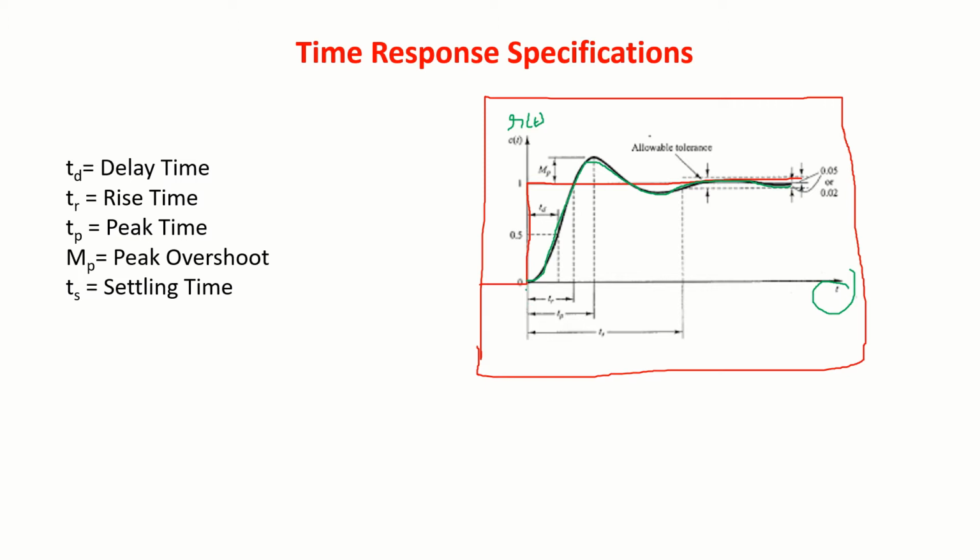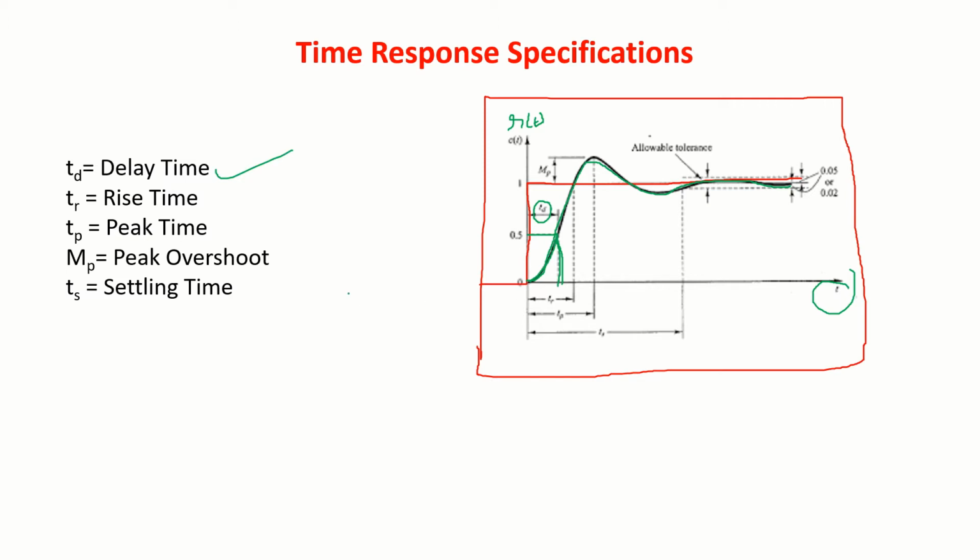Now, time taken by this response to show 50% of the output. This is the 50% of the output. This we call it as delay time, to show 50% of the output.